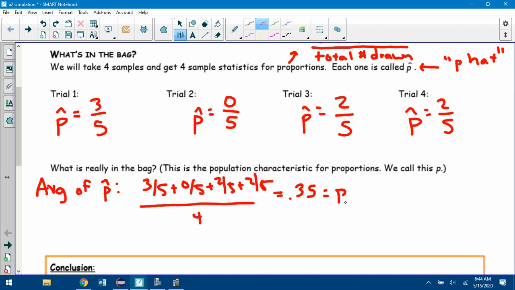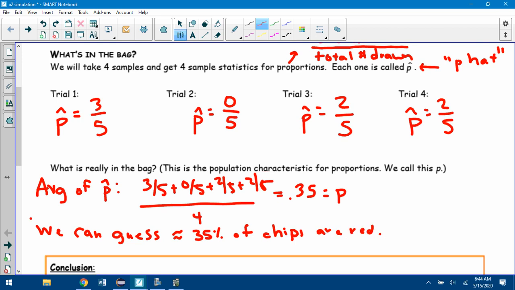And we call that p instead of p-hat. So based off of all of my p-hats, if I average them together, I would say maybe about 35% of these chips are red. So we can guess approximately 35% of chips are red. I still know what the actual number is, and I'll tell you that later.